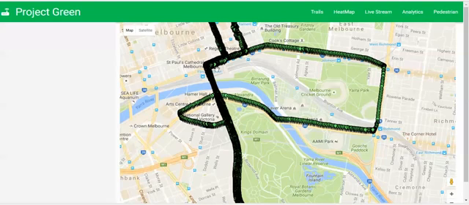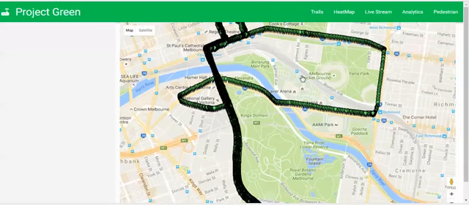So this is my website or web application. It includes different tabs like trails, heat map, live stream, analytics. Analytics includes four analytics types, and correlation, and then pedestrian. So this is our landing page, starting page, which is trails. It includes the trails, or the data collected by different citizen scientists around Melbourne.